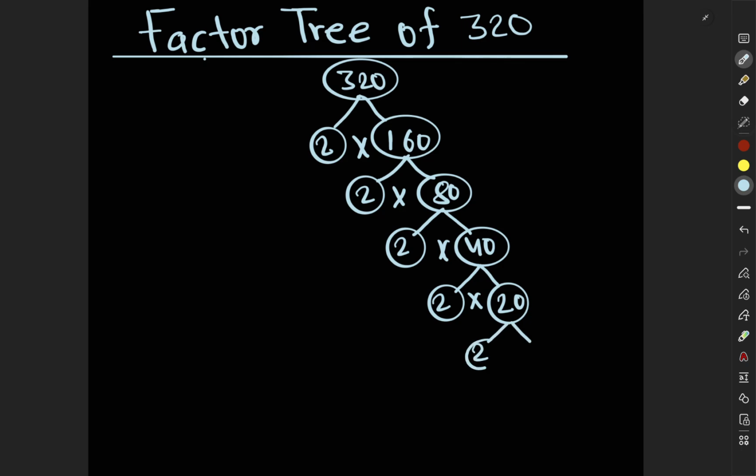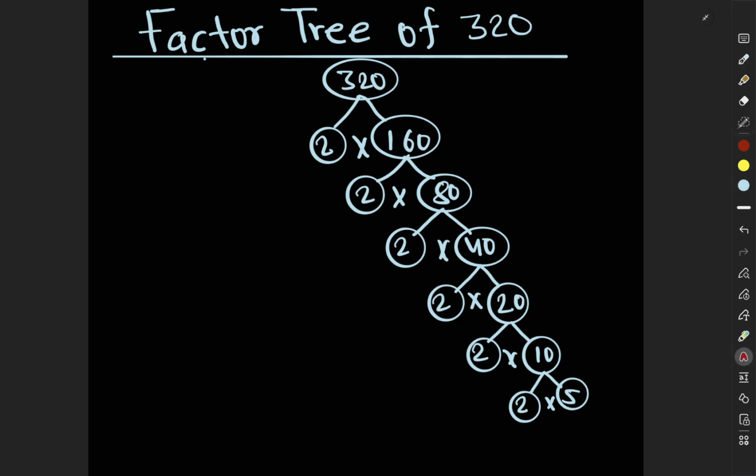20 can be written as 2 times 10. 2 times 10 means 20. 10 can be written as 2 times 5. 2 times 5 means 10.